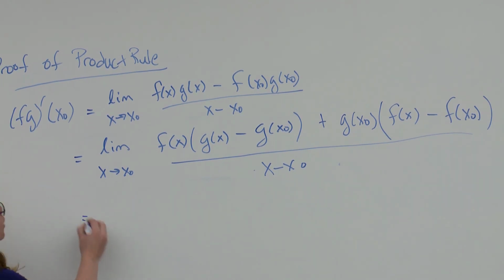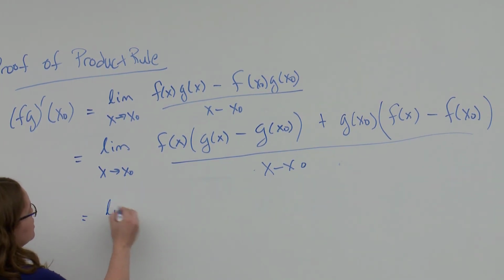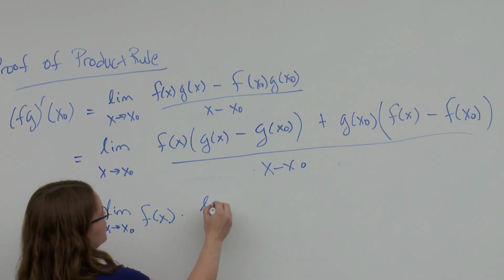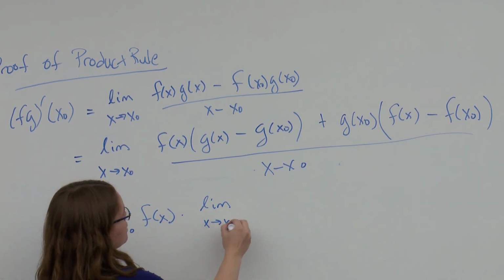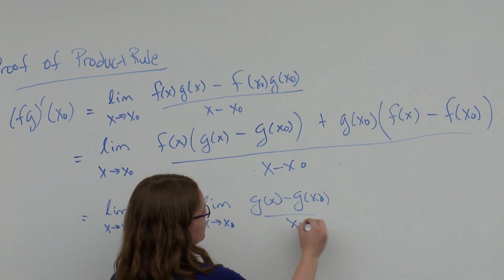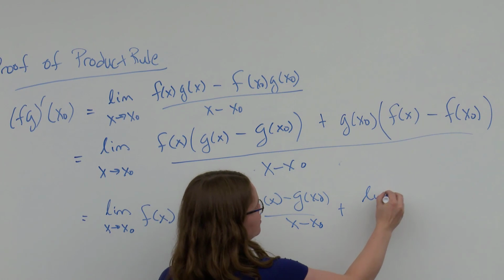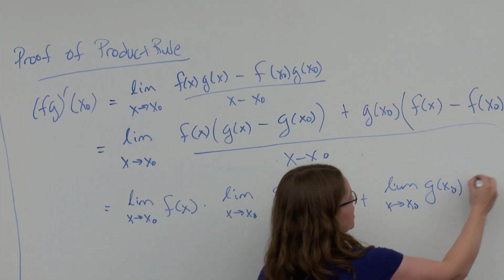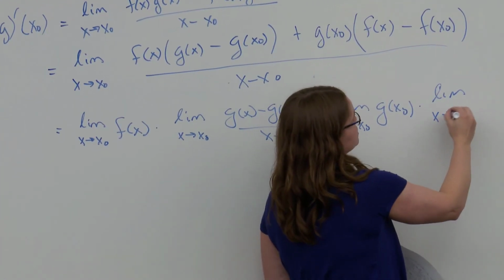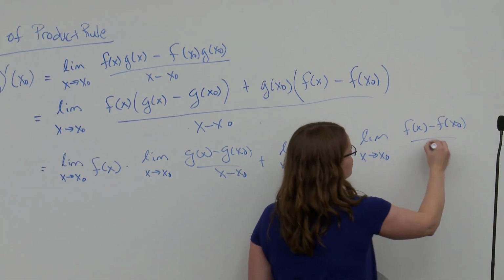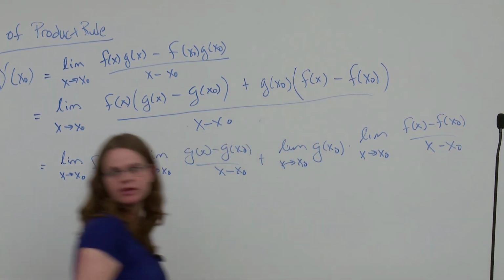So straight away, I can break this up, right? The limit of f of x times the limit of this quotient, plus the limit of g of x naught times the limit of this quotient. Again, this works because all these component limits exist.